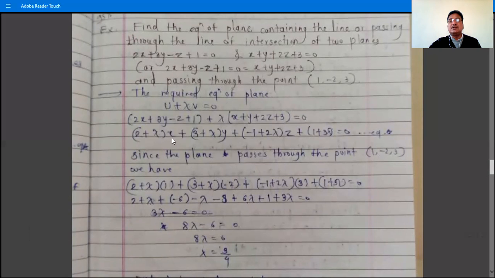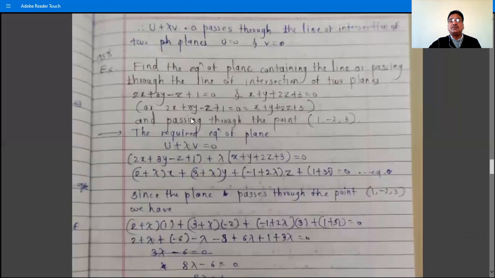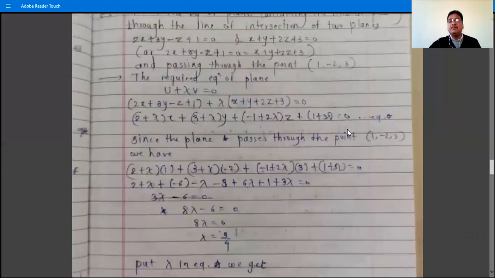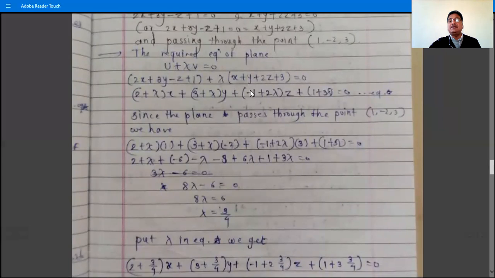So simplify this in the form ax plus by plus cz plus d is equal to 0. Collect the coefficient of x, it is 2 plus lambda, then the coefficient of y is 3 plus lambda, the coefficient of z is minus 1 plus 2 lambda, and the constant term is 1 plus 3 lambda is equal to 0. This is equation star, and this plane passes through the point (1, -2, 3).